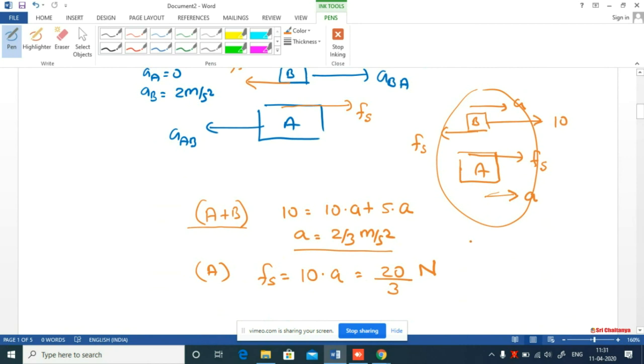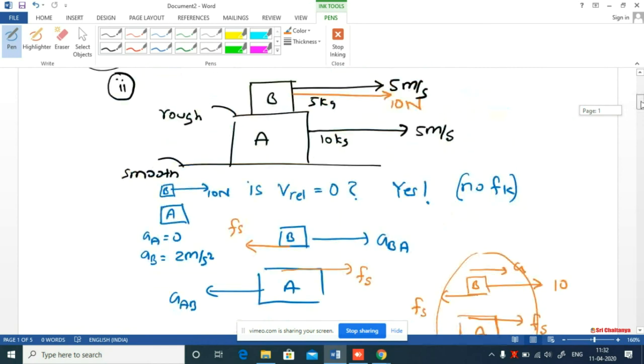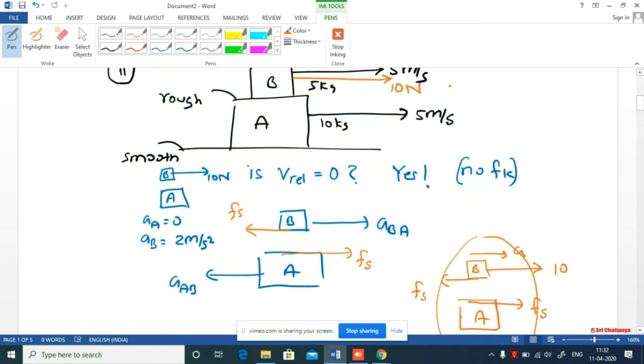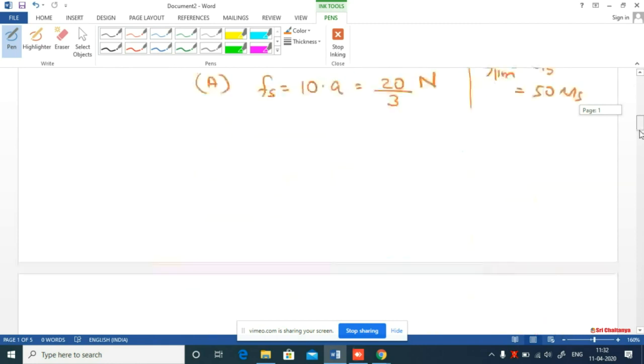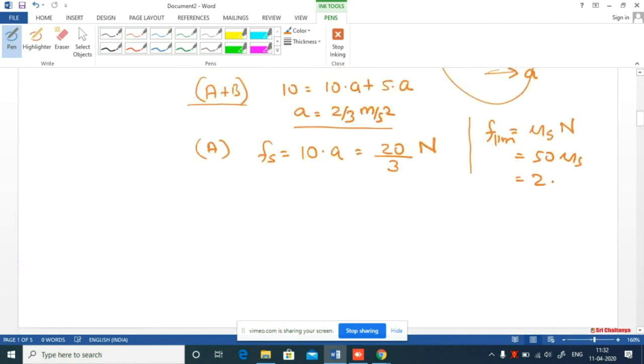So what is the limiting friction in this case? In this case, limiting friction is equal to mu s into N. The normal between A and B is equal to 5g, that's 50 Newton. I am assuming g equal to 10, so that is equal to 50 into mu s. Now the value of mu s is not given to us. Maybe I'll put the value of mu s here. Let's say that mu s in this question is equal to 0.5. So if I put 0.5 for mu s, then you can see here that that is equal to 25 Newton.